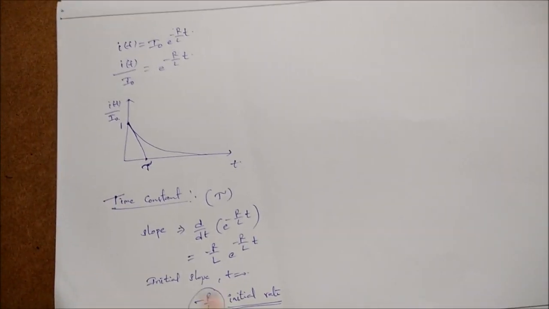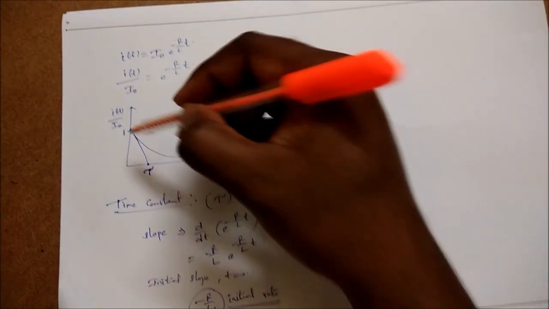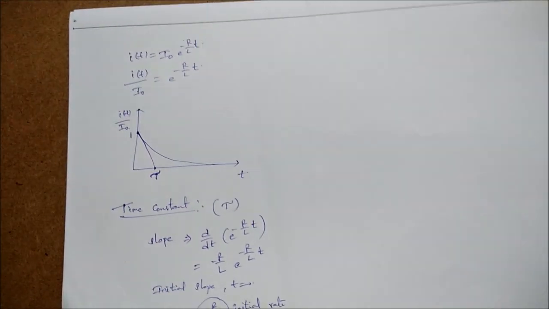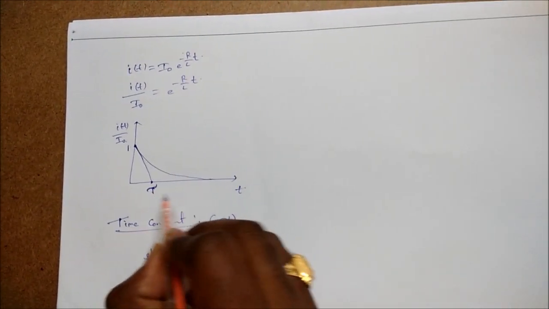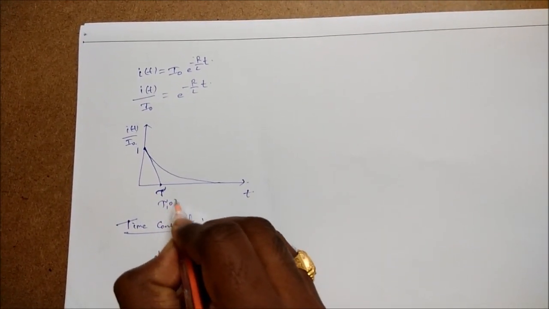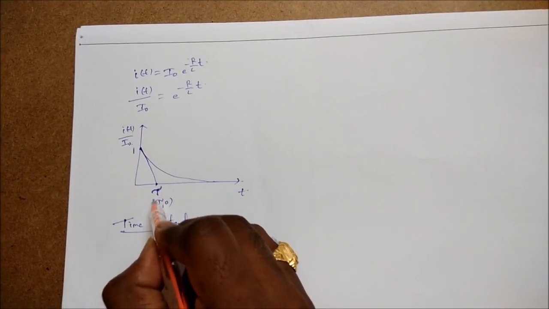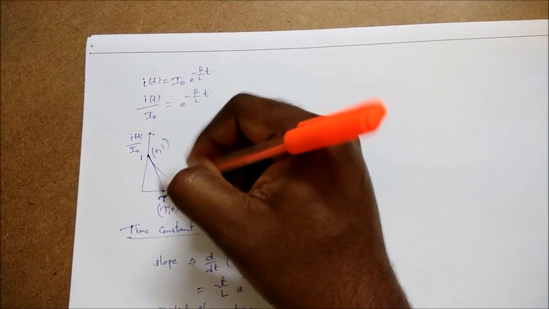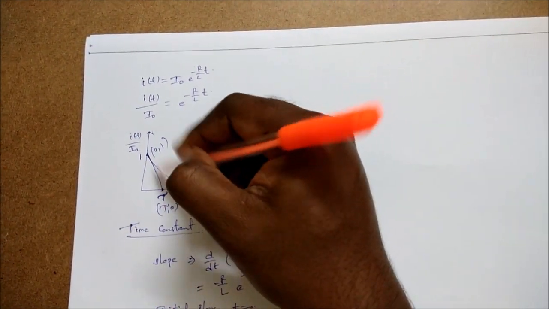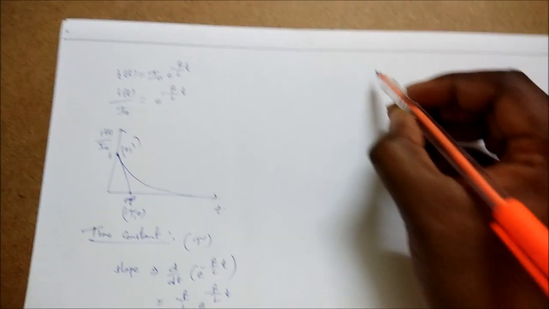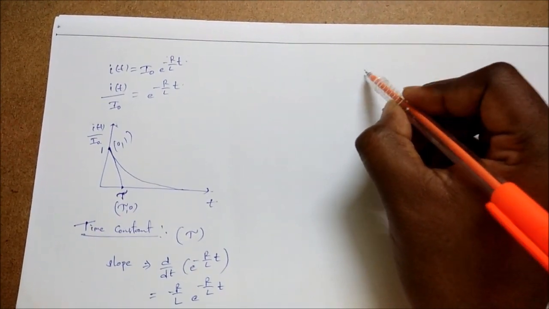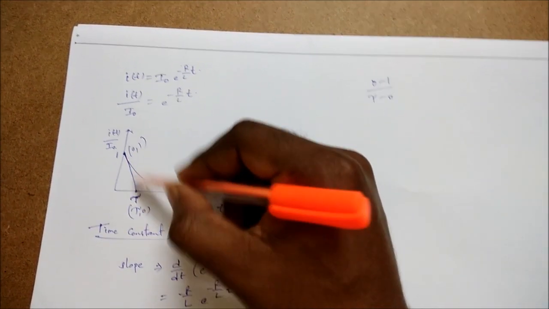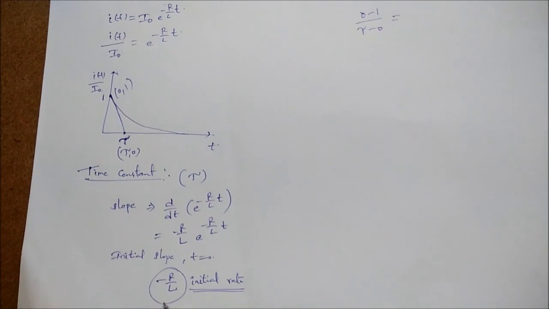So if the curve falls at this rate, then it reaches 0 at this time. That is called the time constant. Now this is the x-axis, right? So it will be the point (T, 0), and this is the y-axis, that means (0, 1). So this is a straight line. Now for this straight line, what is the slope? It is y2 minus y1 by x2 minus x1, that means 0 minus 1 by T minus 0. So that is the slope of this line.